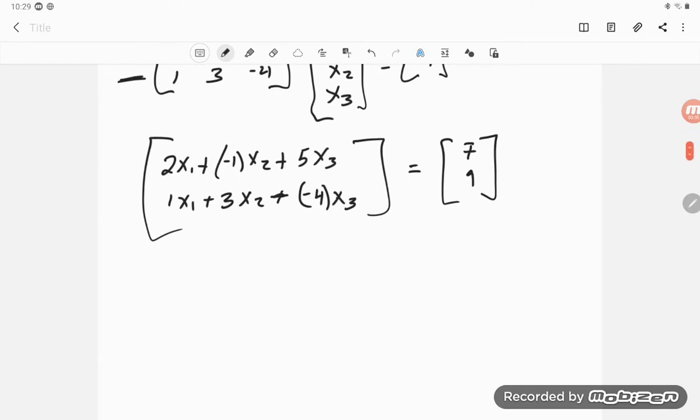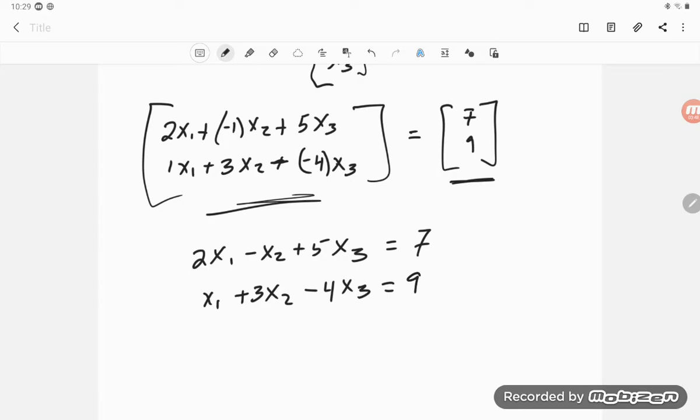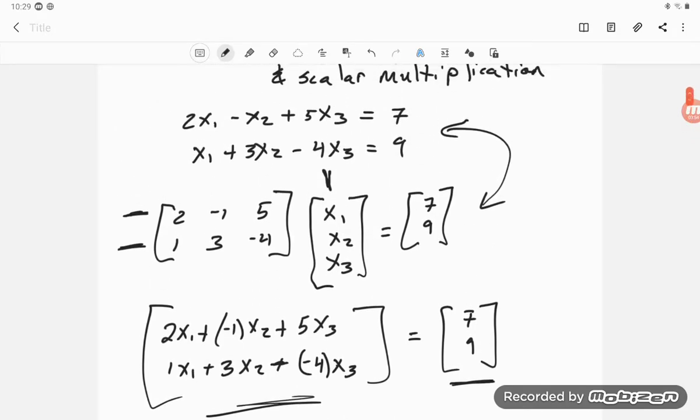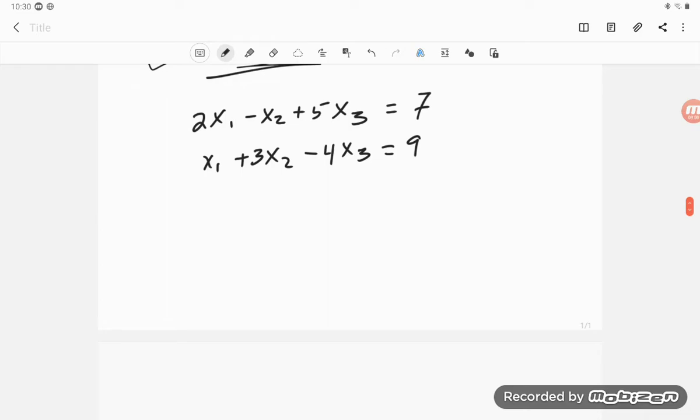But by definition, what does it mean for this matrix on the left to be equal to that matrix on the right? Well, each of the components has to be equal, and so that means that 2x1 minus x2 plus 5x3 has to be equal to 7, and then x1 plus 3x2 minus 4x3 has to be equal to 9. And so we can represent a linear system of equations as a matrix system.